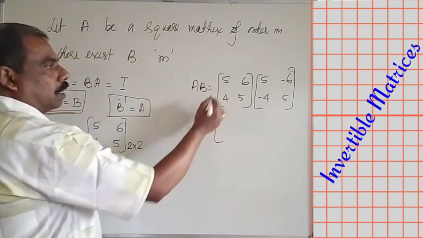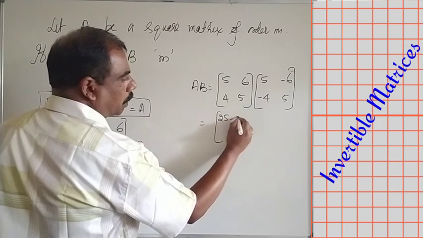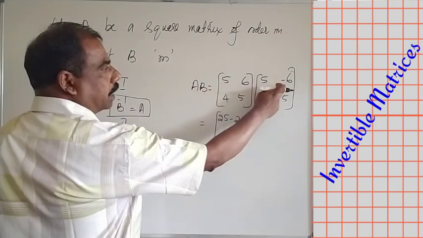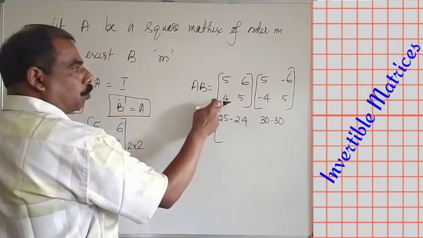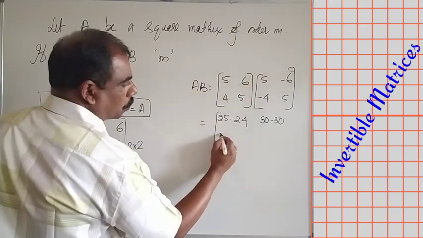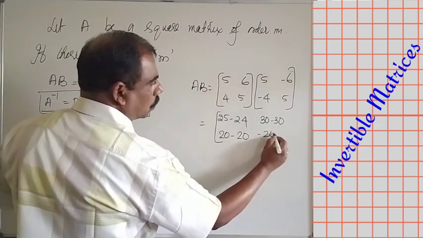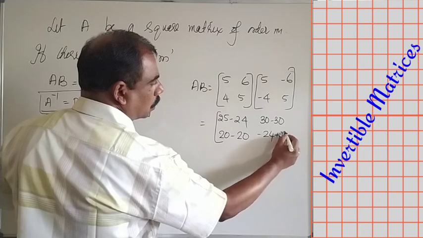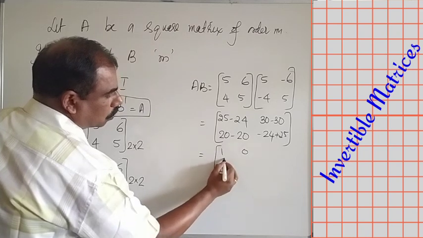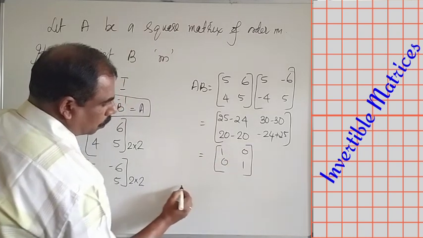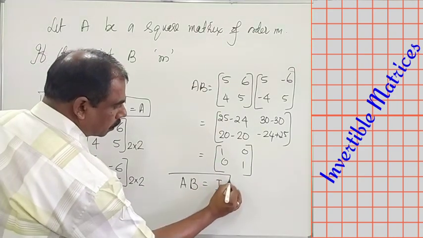Multiplying both the matrices, 5 into 5 plus 6 into minus 4, that is 25 minus 24. 5 into minus 6 plus 6 into 5, that is 30 minus 30. Next, 4 into 5 plus 5 into minus 4, that is 20 minus 20. 4 into minus 6, that is minus 24, plus 5 into 5, that is 25. We get the matrix 1, 0, 0, 1. Therefore, we got A into B is equal to an identity matrix.